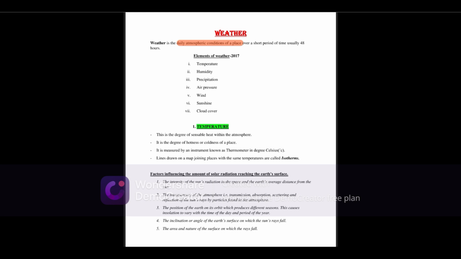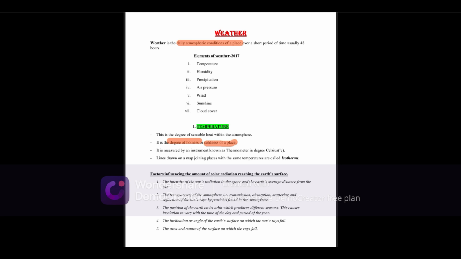So temperature is the degree of the sensible heat within the atmosphere. Some other books say that it is the degree of hotness or coldness of a place. But if you say the degree of sensible heat within the atmosphere, still you'll be able to get that concept very well.